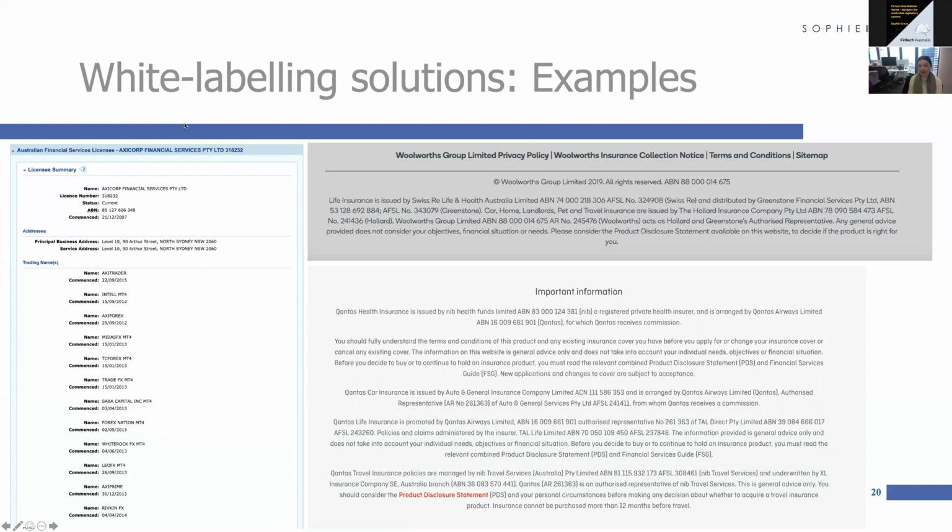On the right-hand side, you can see that this is common for big companies such as Woolworths and Qantas. Obviously they don't issue their own insurance products. So here are the disclaimers taken from their website, and you can see that both Woolworths and Qantas let you know that the insurance is issued by another AFSL holder and that they're just acting under a white label arrangement.